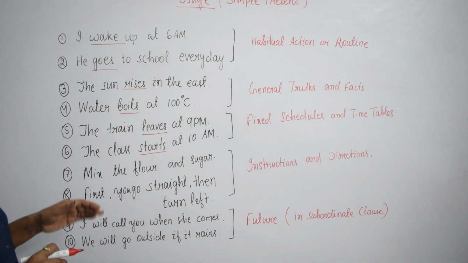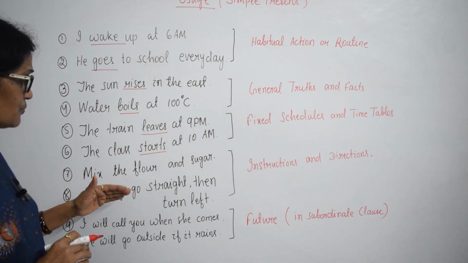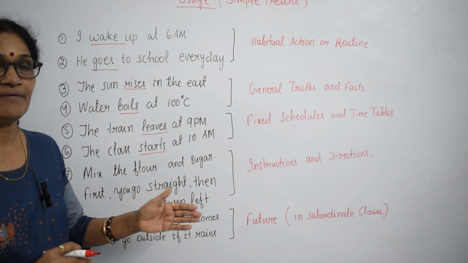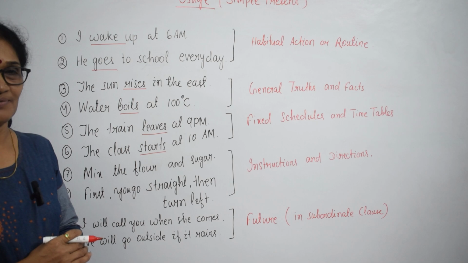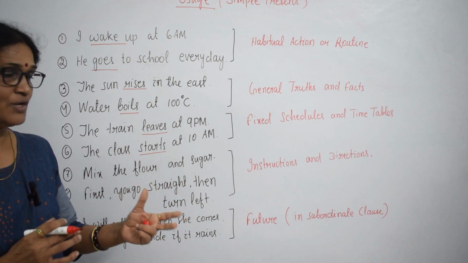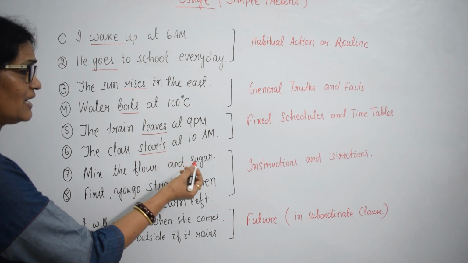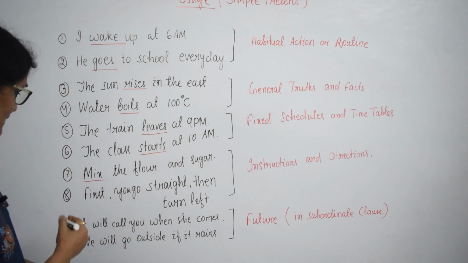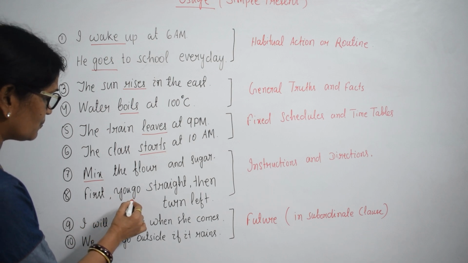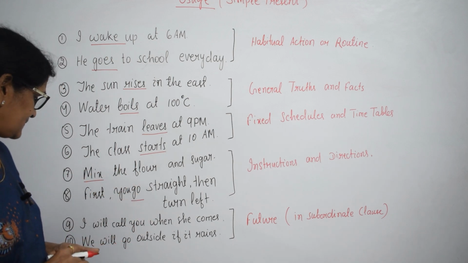Okay, mix the flour and sugar. First, you go straight, then turn left. These are the instructions, directions. For instruction and direction, we use simple present. Mix the flour and sugar. Mix. Okay. First you go. Okay. We use simple present.